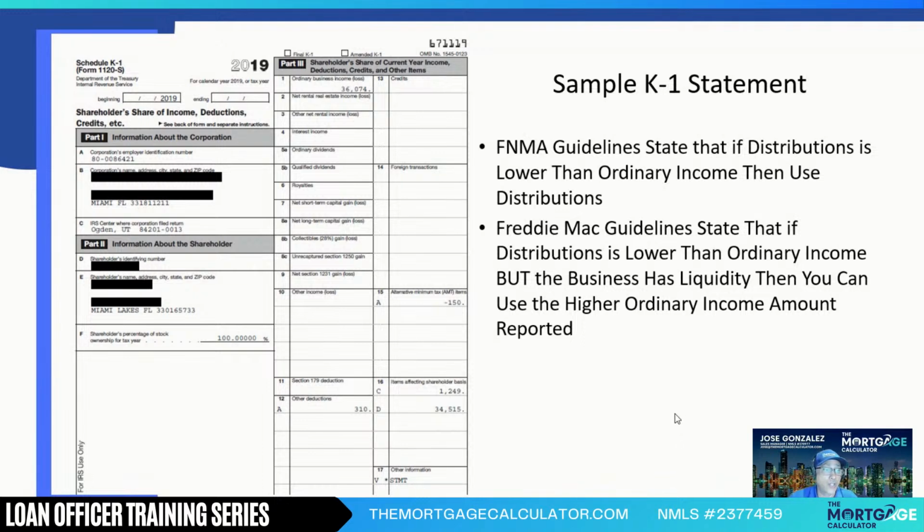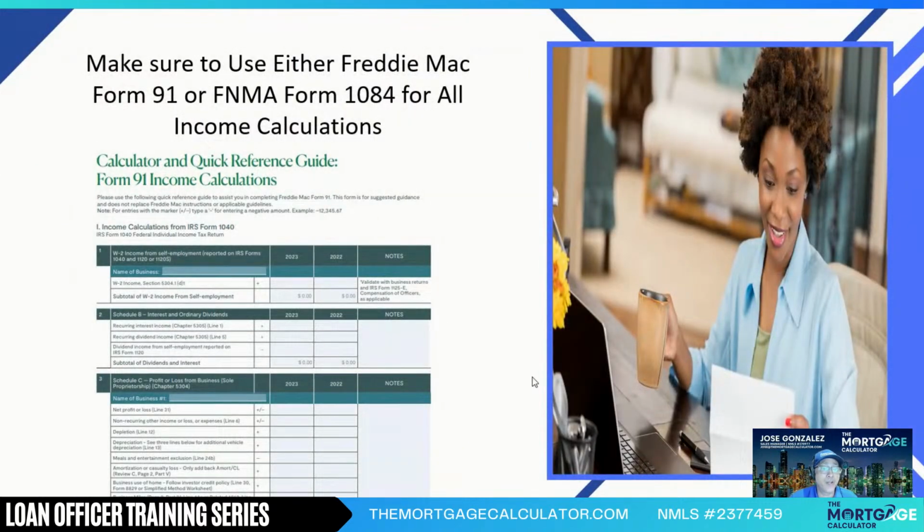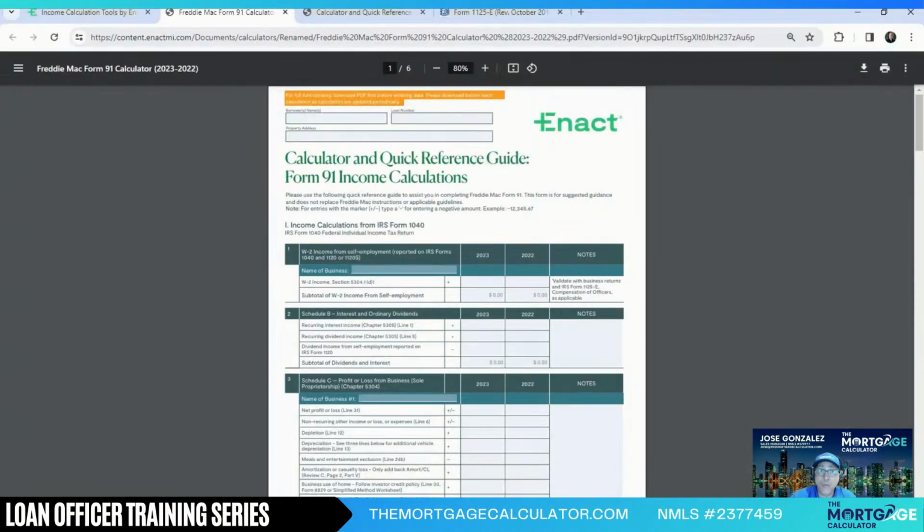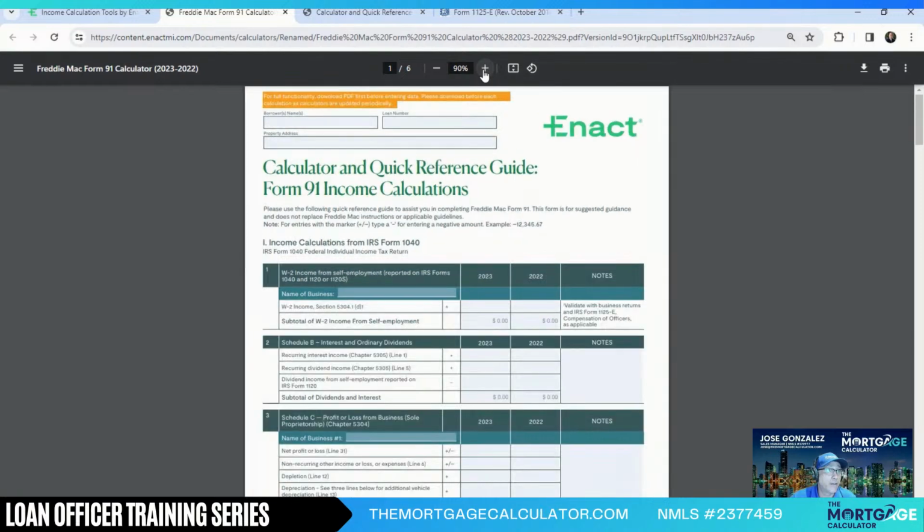to enter into your worksheet. So let me show you the actual worksheet in a minute. I'm going to click on over, but make sure to use either Freddie Mac Form 91 or Fannie Mae Form 1084 for all your income calculations, right? You have to include that with your file. So let me find that form right here, and let me make it a little bit bigger.